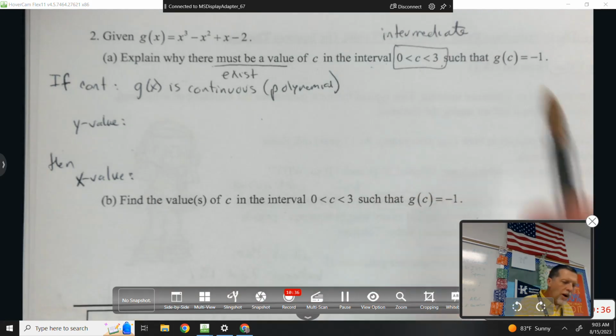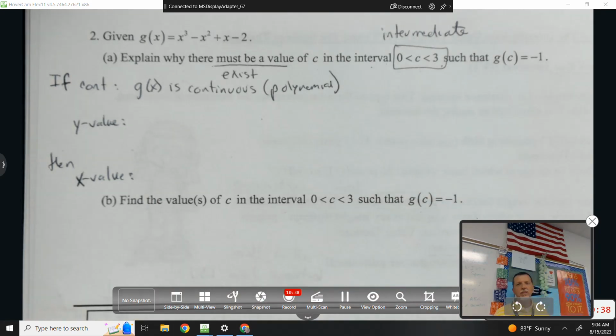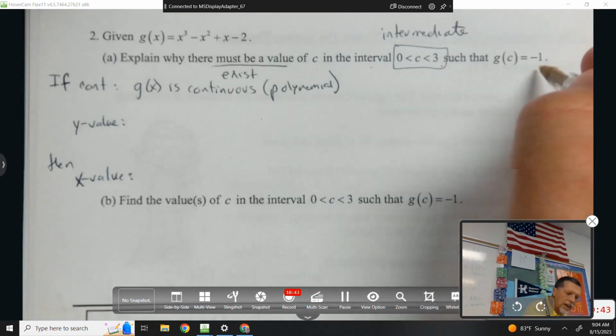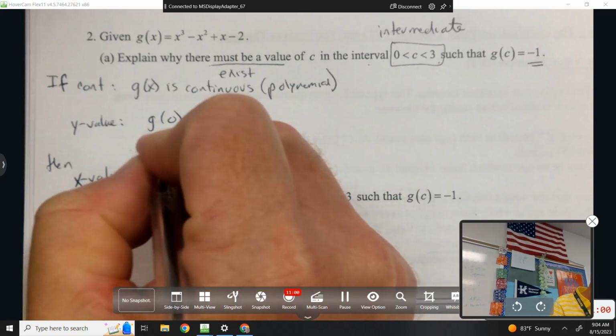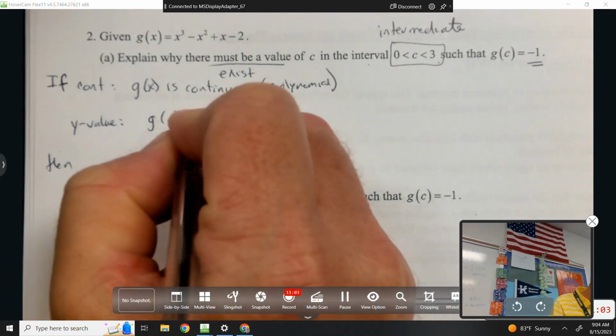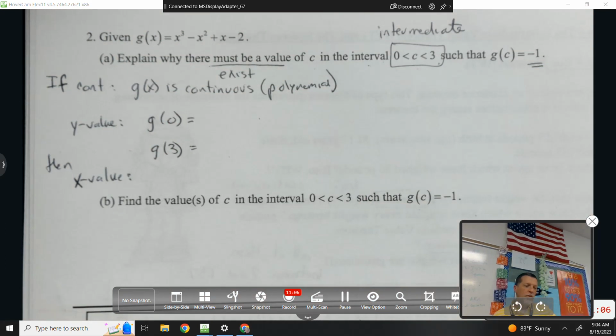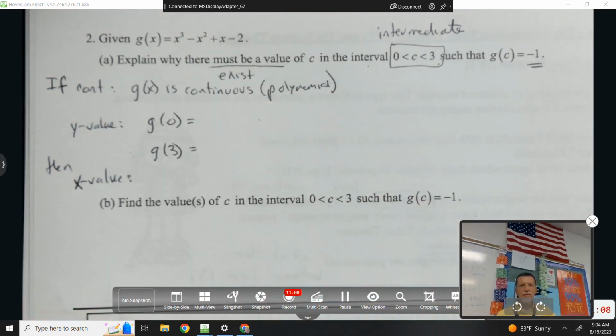All right, I don't have any y values. Like the table, it just gave me the y values. So how can I find my y values to see if -1 is in between the y values? Give me some x values. How do I find the y values? Plug them in. So I need g of 0 and g of 3. And then hopefully -1 is in between those two, but we'll see. If it's not, then somebody made a mistake writing this problem.